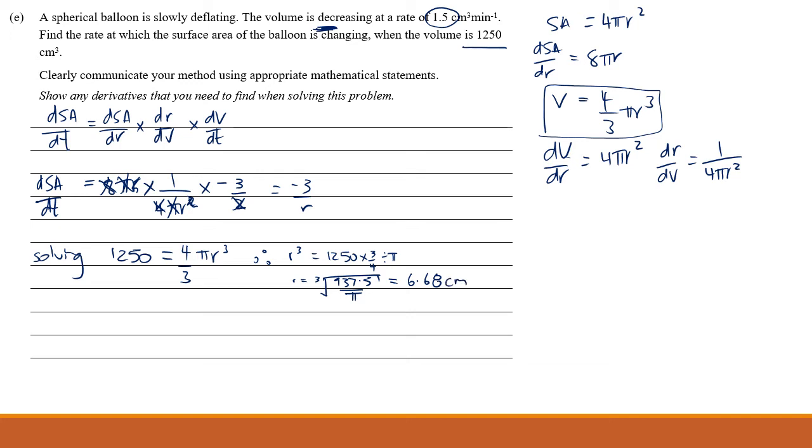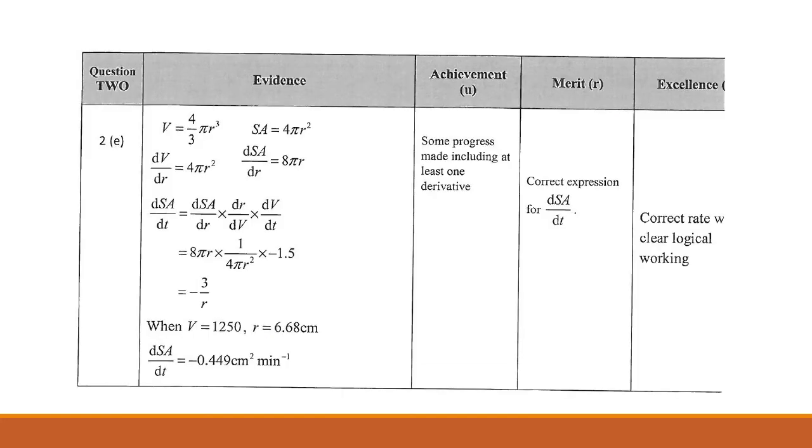So the rate at which the surface area is changing with respect to time, because it's negative 3 over the radius, 6.68 centimeters, gives you an answer of negative 0.449 centimeters squared per minute. There's my answer. So remember, you'll find those on your formula sheet, so remember to look for them.